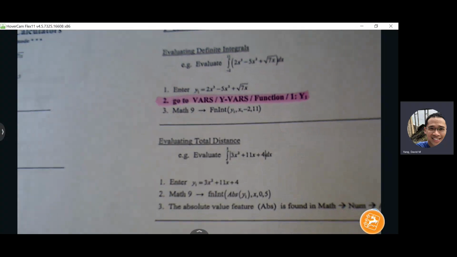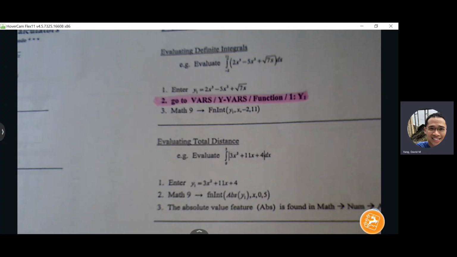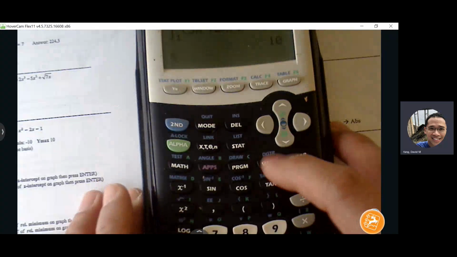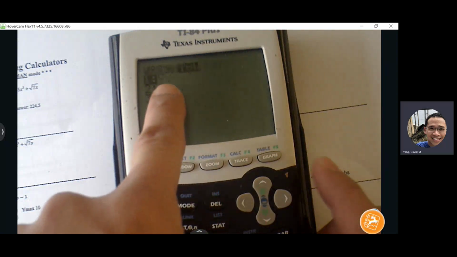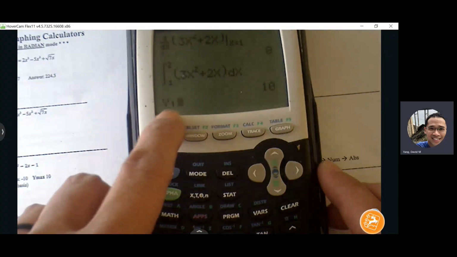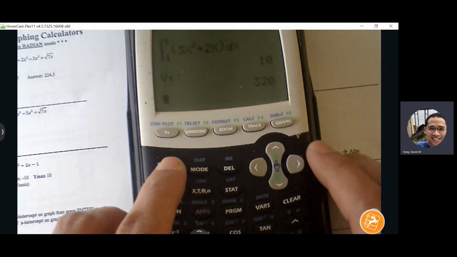And now we're just going to go through these steps here. So we're going to go to vars, yvars, function 1y. So if we go to page 19, it's on that half page. So vars, variable, which is here. Scroll over to yvars, y variable, function y1. So now it's holding that function now.